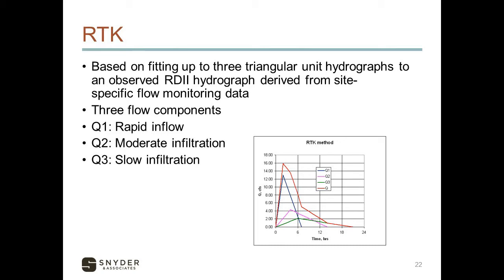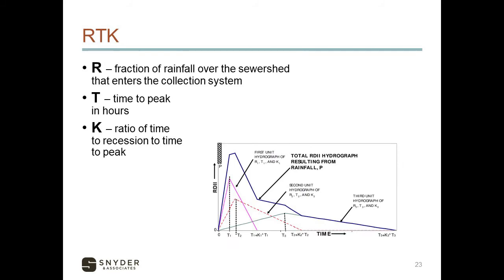The moderate is going to be the back half of that actual reported flow curve after the peak has occurred. And then the slow is going to be the value that's still above the dry weather, where we have an elevated condition of clear water entering our system. What do these acronyms mean?